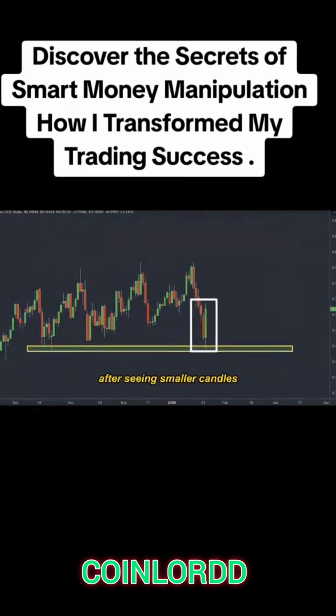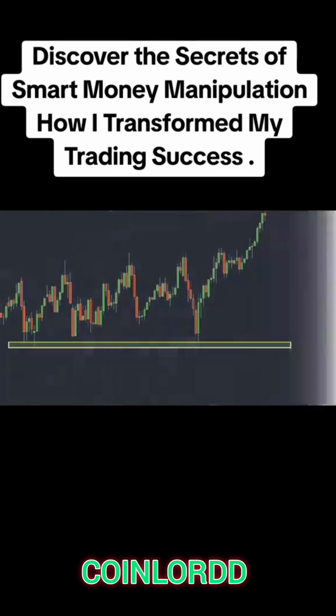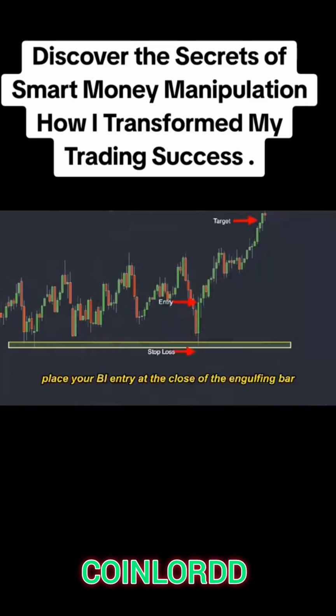At a support level, after seeing smaller candles, a bullish engulfing bar forms, engulfing the previous bearish candle. This indicates a strong reversal. Place your buy entry at the close of the engulfing bar, set your stop loss below the support, and your target at the next resistance level.